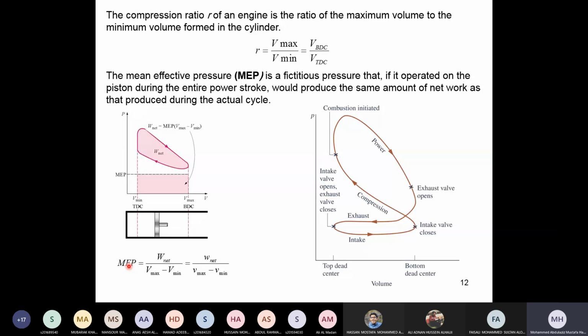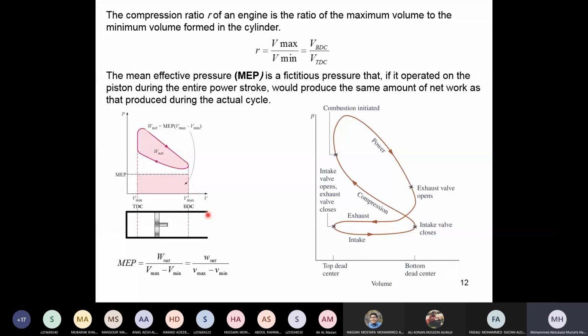So now how can I compare between the performance of both of them? I divide here by the swept volume. So now I remove the point of 8-cylinder or 4-cylinder. So I divide it by the volume. If both have the same volume, what will be the power? So this is why we are considering the mean effective pressure.